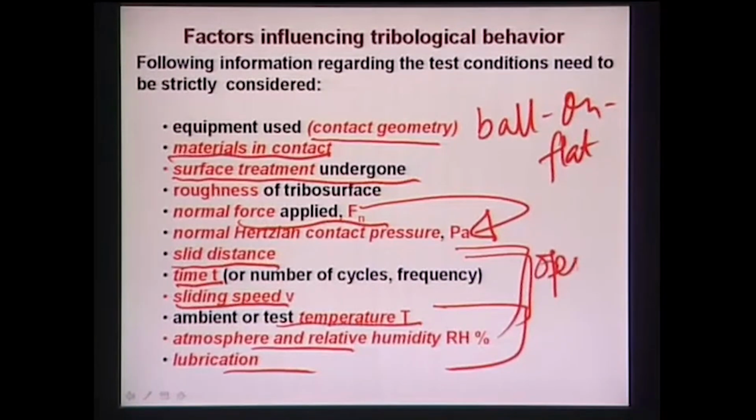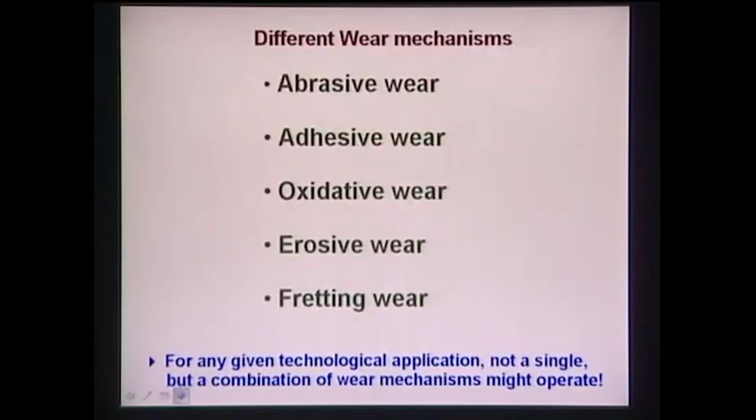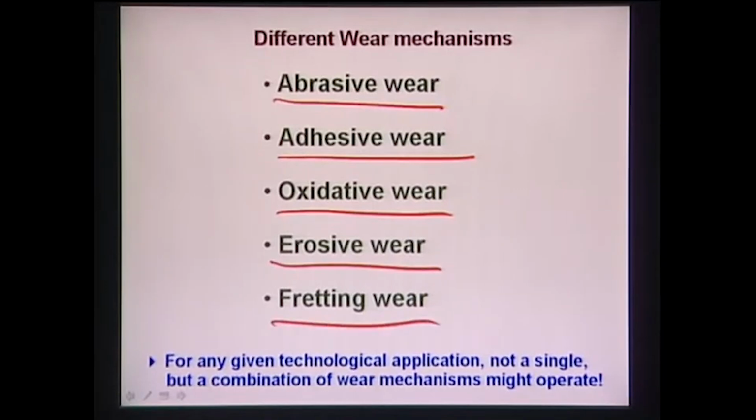Operating parameters means, for example, what is the load, what is the sliding distance, what is the sliding speed, etc., as well as the atmosphere. Now, the different mechanisms of wear can be classified into five primarily distinguishable mechanisms. One is abrasive wear, then adhesive wear, then oxidative wear, then erosive wear, and the last one is fretting wear.